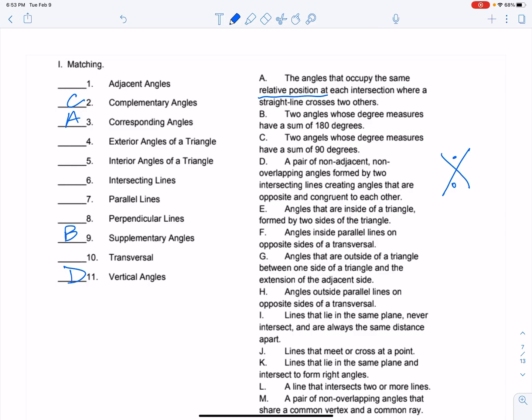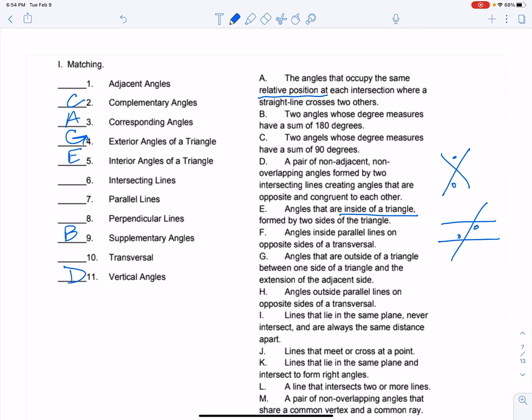Angles that are inside of a triangle formed by two sides of a triangle. Angles that are inside a triangle are going to be interior angles. Angles inside parallel lines on opposite sides of a transversal. What we're talking about are those two right there. Well, that's not one of the things that's listed over here, because these are what we call alternate interior angles. Then G, angles that are outside of a triangle between one side of the triangle and the extension of the adjacent side. Well, outside is going to be exterior. Oops, I just hit the erase button there. So that is G for exterior.